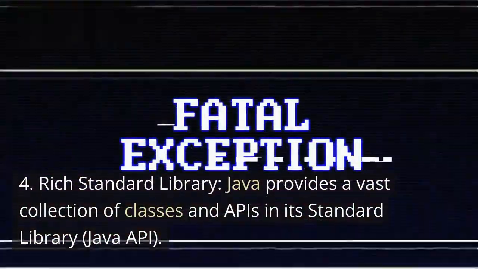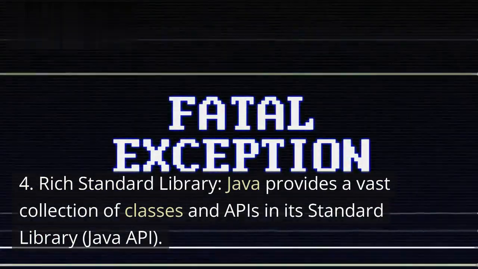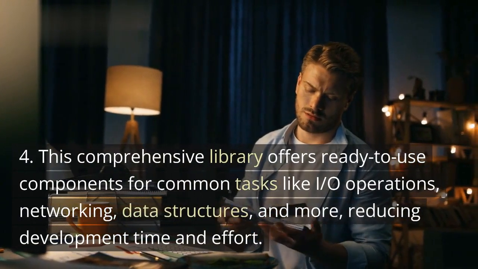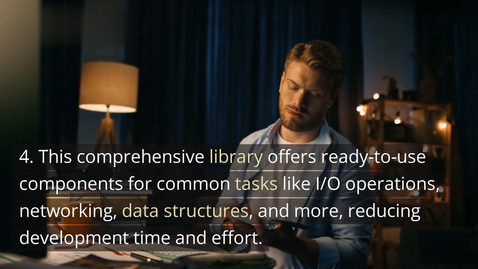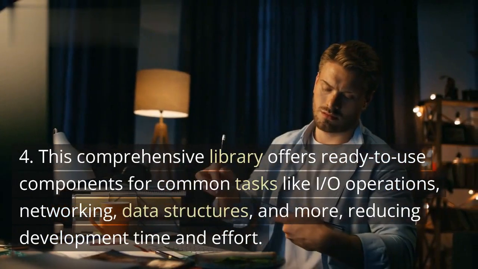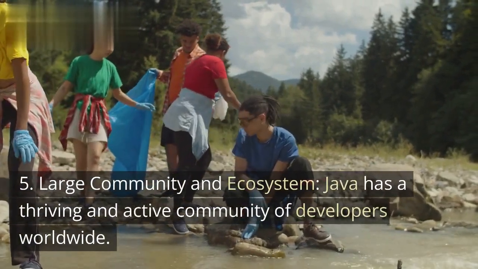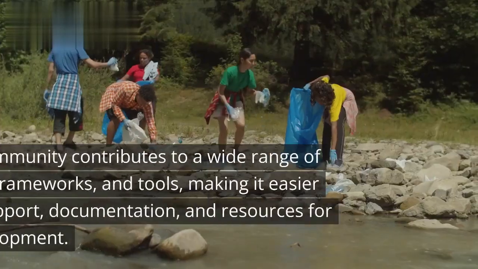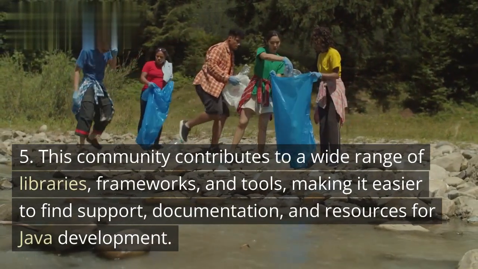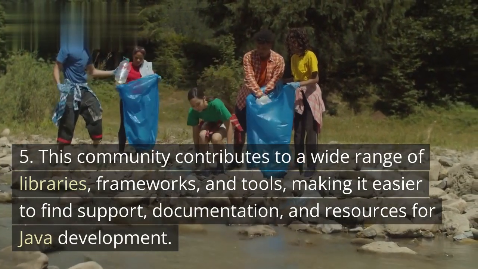4. Rich standard library. Java provides a vast collection of classes and APIs in its standard library, Java API. This comprehensive library offers ready-to-use components for common tasks like I/O operations, networking, data structures, and more, reducing development time and effort. 5. Large community and ecosystem. Java has a thriving and active community of developers worldwide. This community contributes to a wide range of libraries, frameworks, and tools, making it easier to find support, documentation, and resources for Java development.